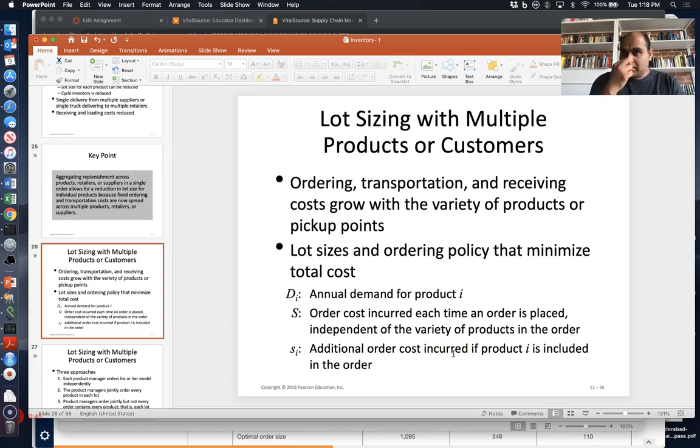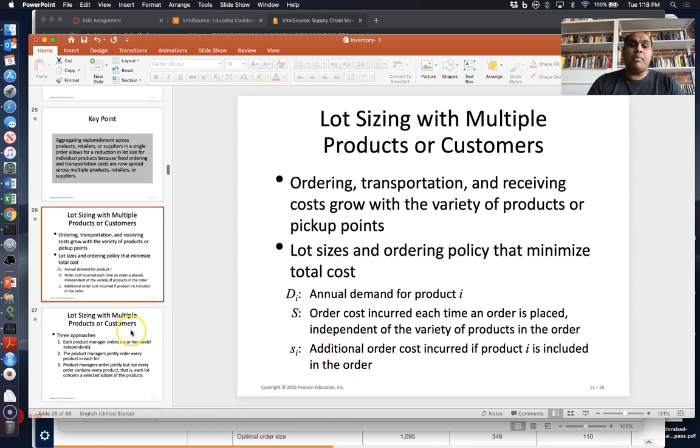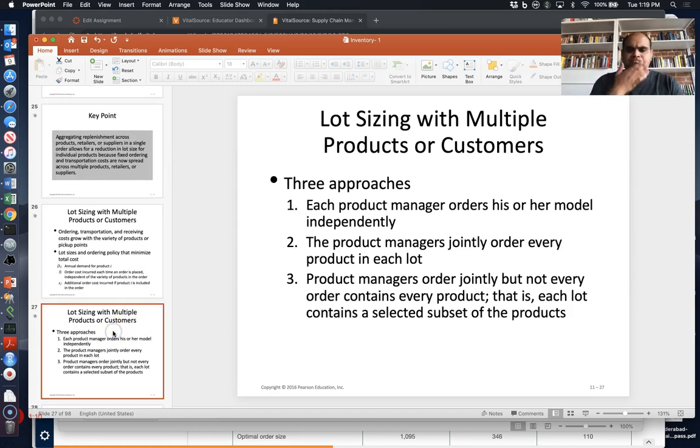Now, it might so happen that some products have higher ordering costs than the others because they might have some government regulations associated with them. They might require other people to weigh in when placing an order. So some orders might be more expensive than other orders. So that's the additional ordering cost that you might potentially incur.